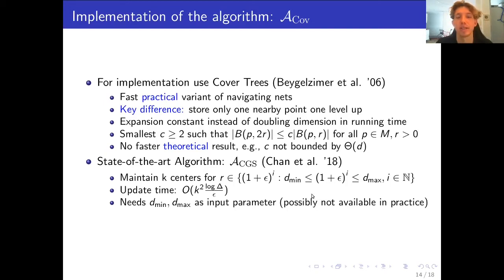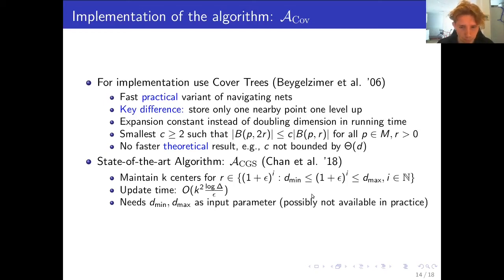And their key difference is that they store only one point one level up, and also that now they have an expansion constant instead of doubling dimension in the running time. And this expansion constant is defined such that the size of each ball with radius 2r is smaller or equal than c times the size of the ball with half the radius for all points in M. And this c is defined as such. Note also that this is no faster theoretical result because c is not bounded by theta of d. So it could also be 2 to the d.